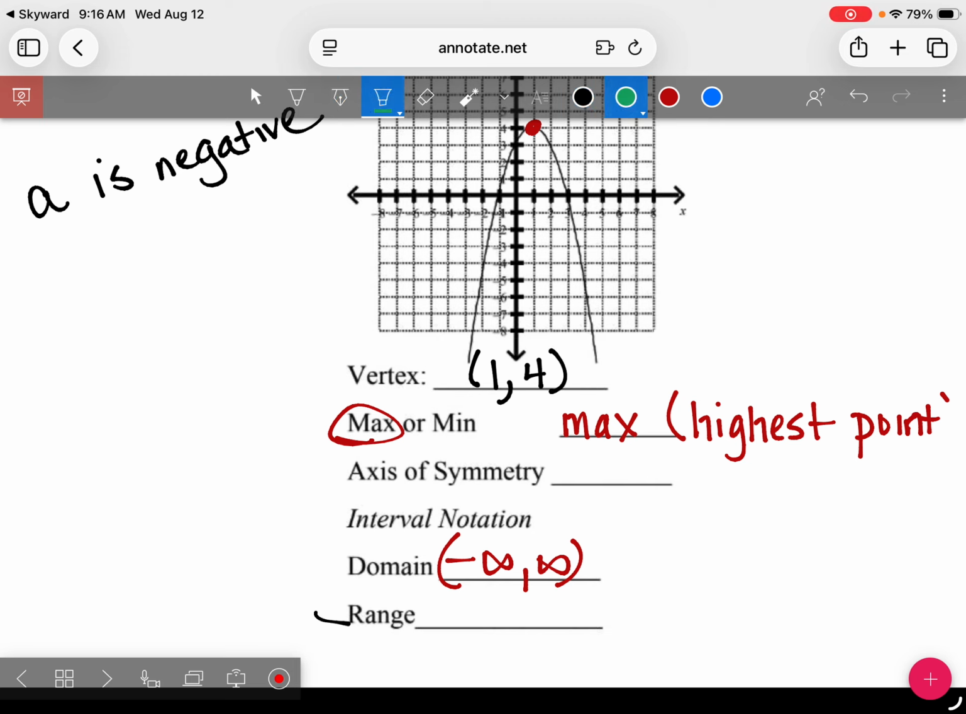So the 1 is the axis of symmetry. So you're going to write that as x equals 1. If you only write 1, you only get half the credit. So on the test, you have to write it out. X equals 1.